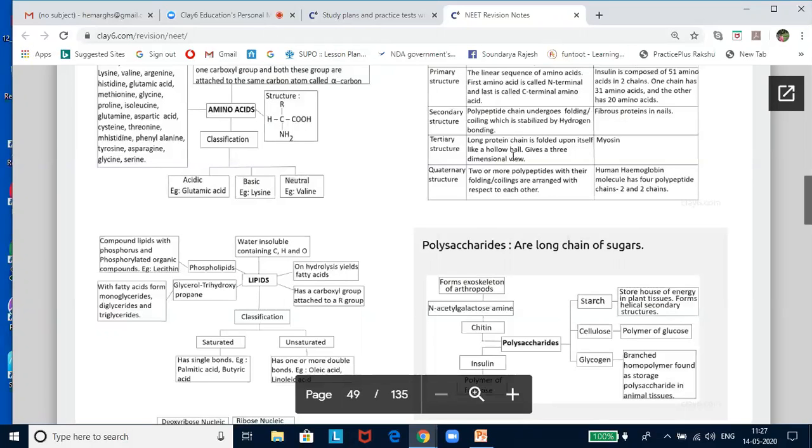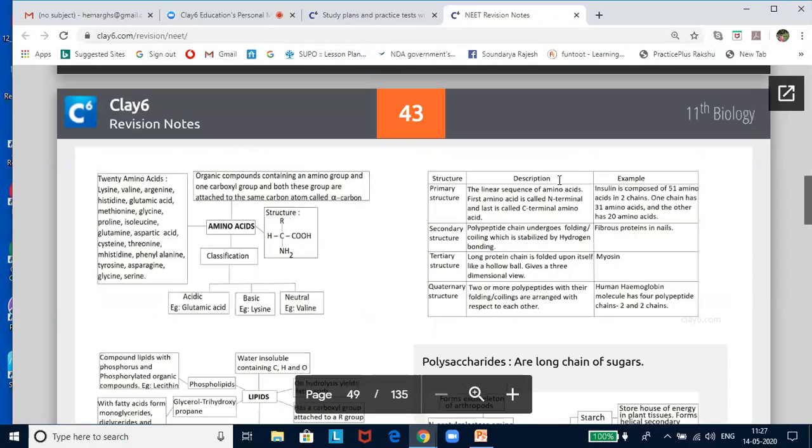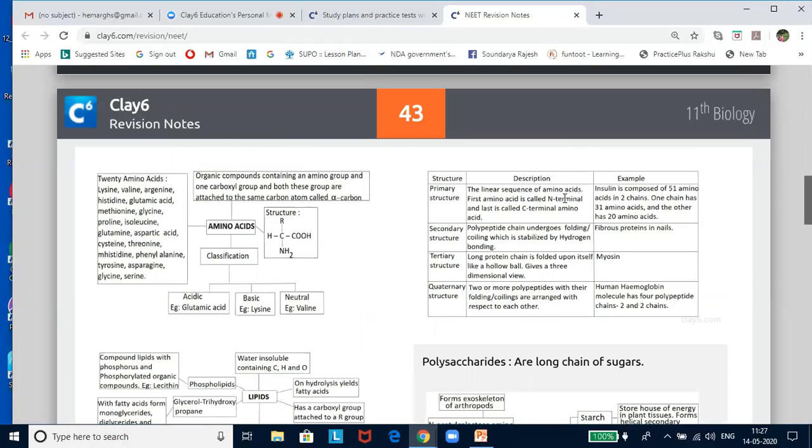Now let us look at the structure of the proteins. Proteins can be studied structurally at 4 levels: primary structure, secondary structure, tertiary structure, and quaternary structure. Primary structure describes the order of amino acids that are joined to make the protein. The first amino acid in the primary structure is called the N-terminal, and the last is called the C-terminal amino acid.